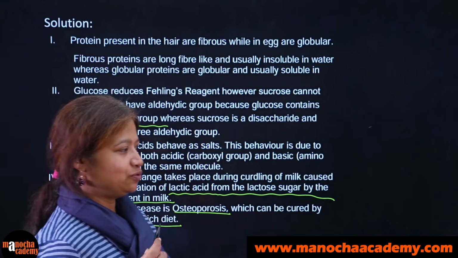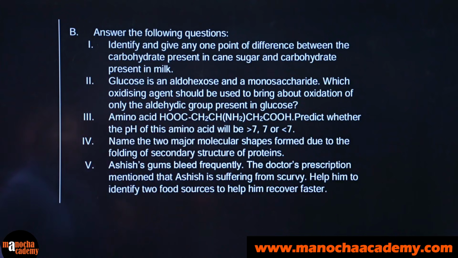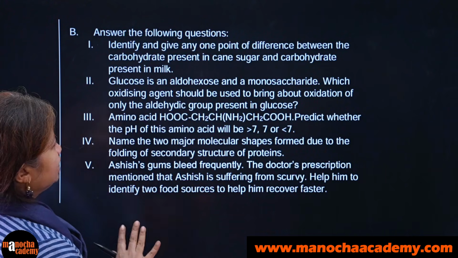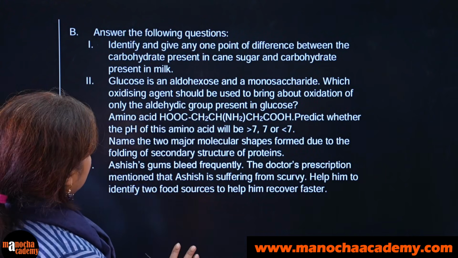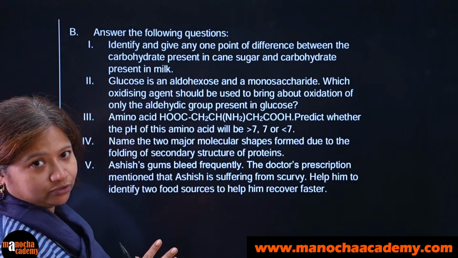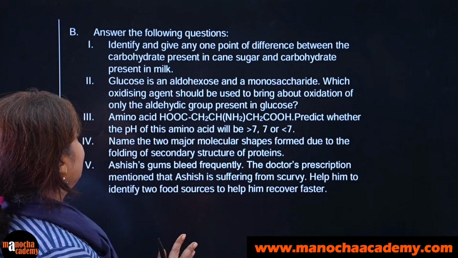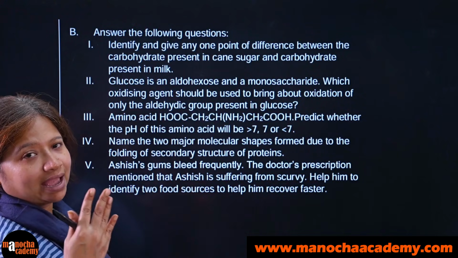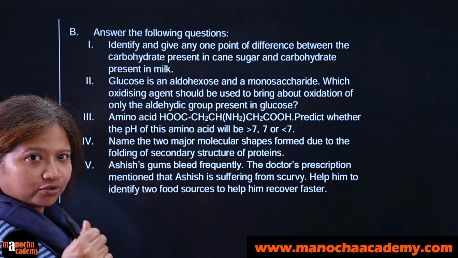Okay. So after this, the OR part of the question: identify and give any one point of difference between the carbohydrate present in cane sugar and the carbohydrate present in milk. It's a similar type of question. Next, glucose is an aldohexose and a monosaccharide. Which oxidizing agent should be used to bring about oxidation of only the aldehyde group present in glucose? We have done this, it's bromine water, because if you use nitric acid, then both the aldehyde group and the primary alcohol group get oxidized.